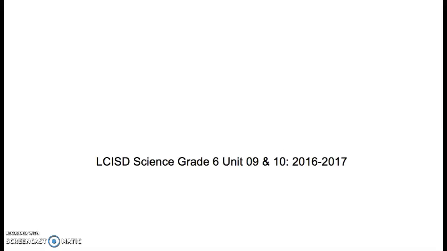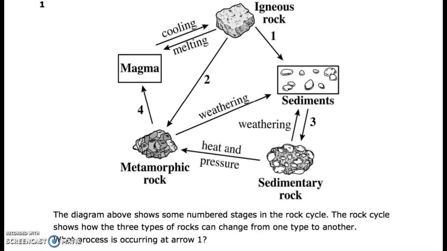LCISD Science, Grade 6, Unit 9-10, 2016-2017. Number 1. This diagram above shows some numbered stages in the rock cycle. The rock cycle shows how the three types of rock can change from one type to another. What process is occurring in arrow 1?